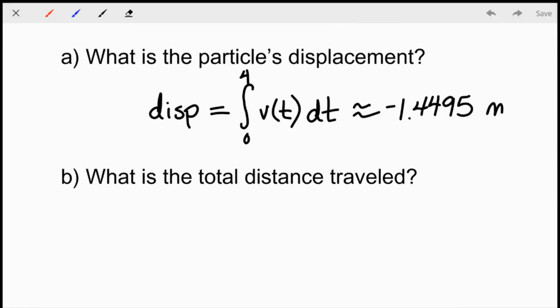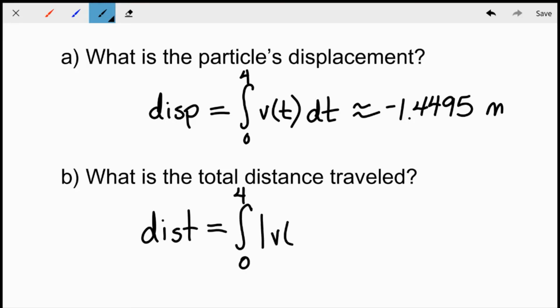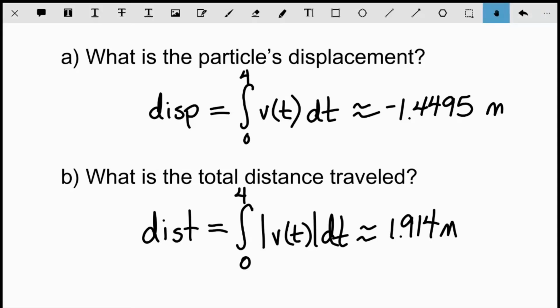Okay, and then we just talked a minute ago about distance traveled. So when I find the distance, I want to take the absolute value of the velocity. So in this case, I'm going to integrate from 0 to 4 the absolute value of this velocity function, and that would give me approximately 1.914 meters. Notice that these two values are not the same. The displacement and the distance are actually very different values, and it's because we have parts of our interval where we're moving in the positive direction and parts of our interval where we're moving in the negative direction. So the distance takes all of that out of it. When we are thinking about displacement, the positive and the negative matter.